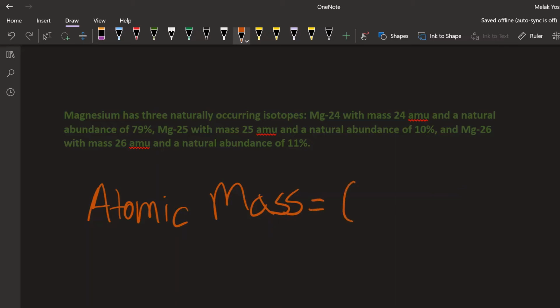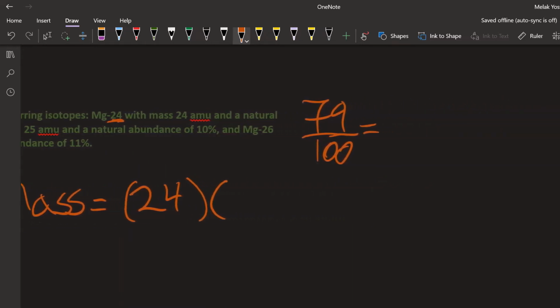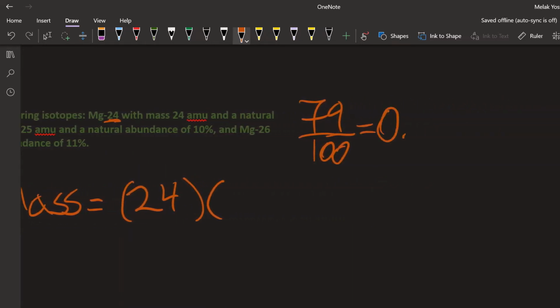So for the first one, we're going to do the mass of Mg24, which has a mass of 24. The mass is always going to be written with the isotope, so 24 AMU, and it has an abundance of 79%, which is 79 over 100. That's what a percent means. We're going to write it in decimal form, which makes it equal to 0.79.